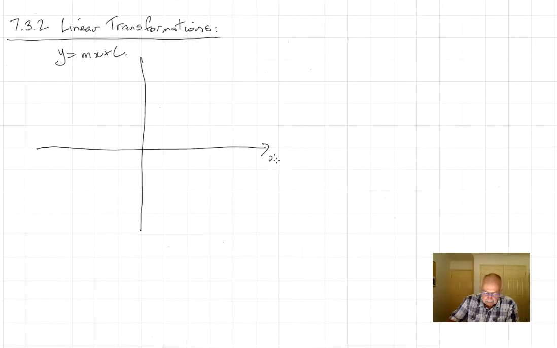So let's draw ourselves a good set of xy axes on the Cartesian plane. Now, the equation y equals x has a gradient of 1, so this would be y equals x. So m is equal to 1. The rise over the run is equal to 1 over 1, so the gradient's 1. So in fact that's actually a 45-degree angle if these have the same scales.